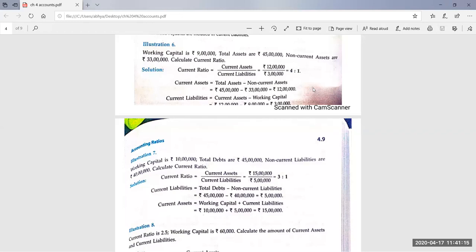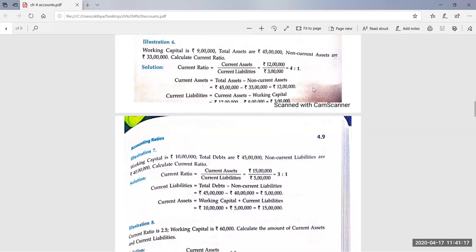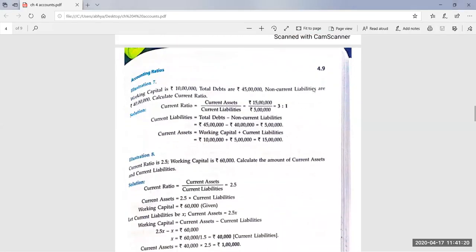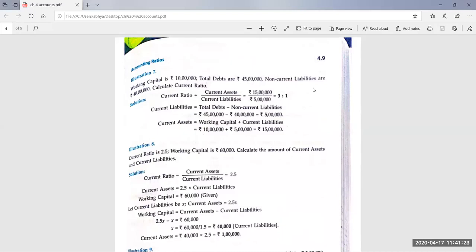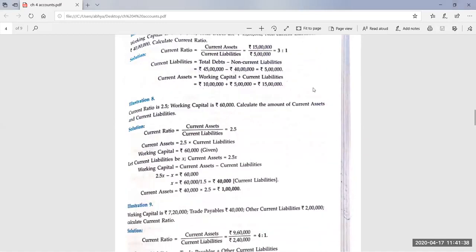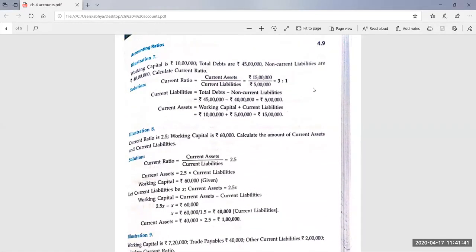Yes, very good, Anush. The answer of current assets is 1 lakh and the current liabilities are 40,000. Please try, everyone, because otherwise the topic will become difficult for you. So current ratio is 2.5, working capital is 60,000. You can take the value of current liability as X. Current liability X, current assets 2.5x, working capital we all know is current assets minus current liability.